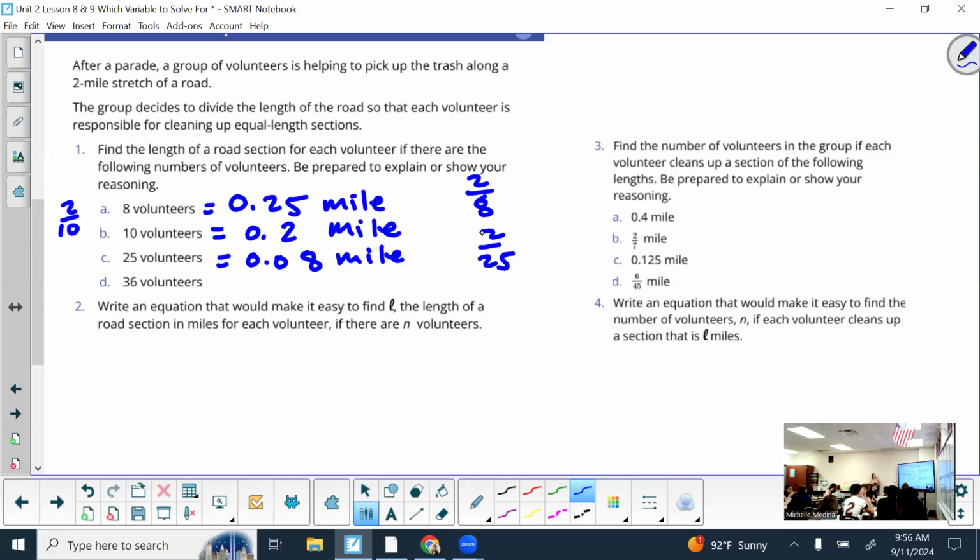Now, table 5, what about when there's 36 volunteers? How much does each person have to clean up? Zero point zero? Okay, and then it is a decimal that goes on forever, so let's just round at some point and say about 0.056 of a mile. And class, what math did we do for that one?